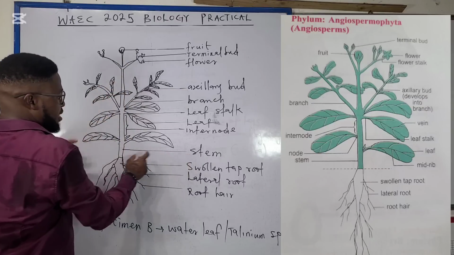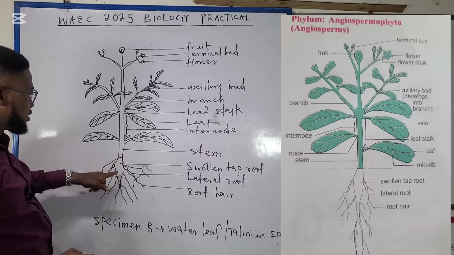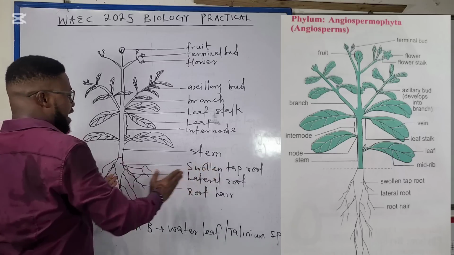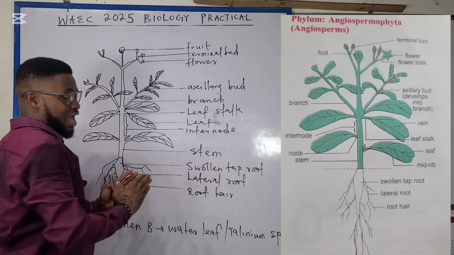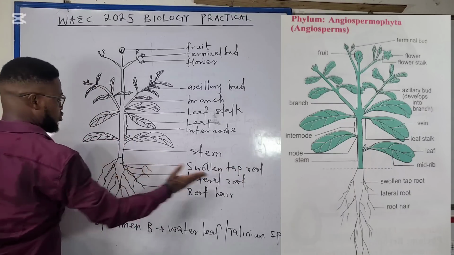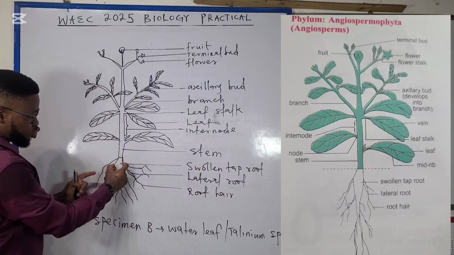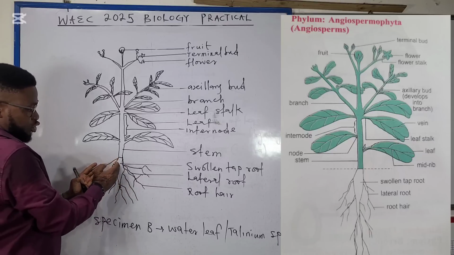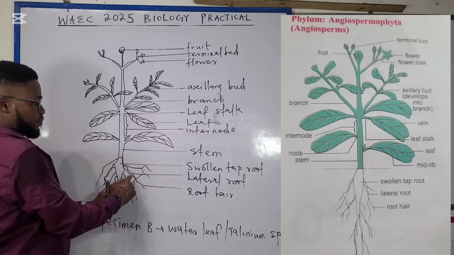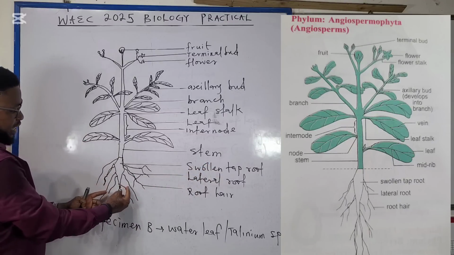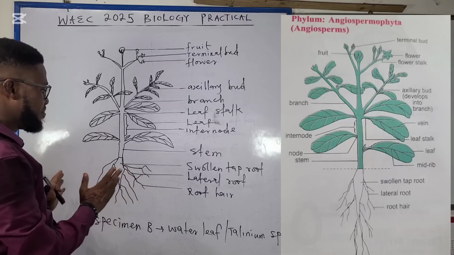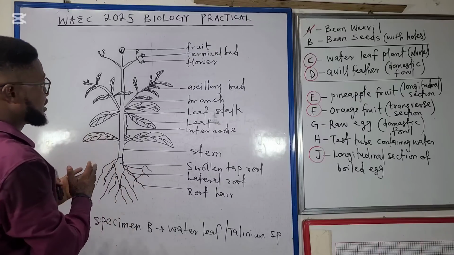Now, talking about the roots, this is the swollen tap root. When the root branches to the side, we call that lateral. Anytime you hear the word lateral, it means to the side, lateral root to the side. This is the main swollen tap root that stores food. This is the lateral root, and these are root hairs, offshoots from the lateral roots. That's just about the labeling for specimen B, talking about Talinum species.